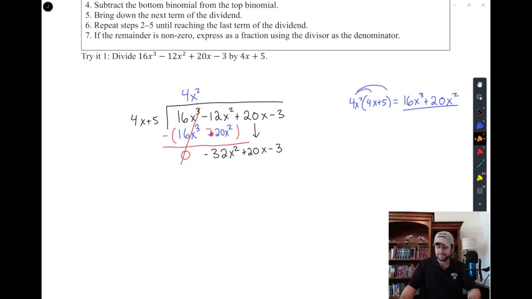We can change colors. All right, now we're going to ask the same question. How many times does 4x go into negative 32x squared? We'll say, okay, 4 times 8, so we're going to say negative 8 to make it a negative. And then we're going to need at least 1x. Off to the side, we're going to distribute this: negative 8x times 4x plus 5. If we do the distributive property again, we get negative 32x squared minus 40x. And we write that underneath.